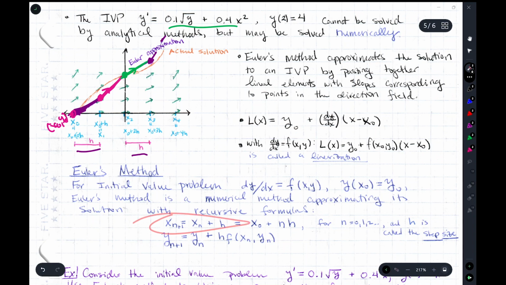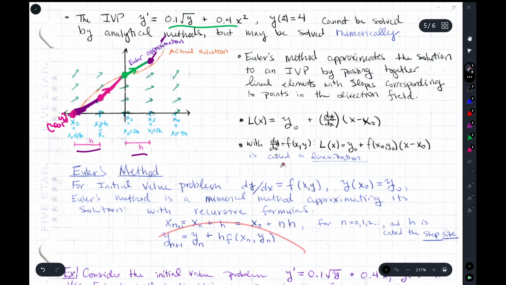But here's the algorithm, the recursive formula. x_{n+1}, the next x, is x_n plus h. So here this is x1. So x2 is going to be x1 plus h. x3 is going to be x2 plus h. Or we could just write it as x naught plus nh. So you just start here and you add, say, 2 h's to get to x2, 3 h's to get to x3. Okay, that's that formula there.